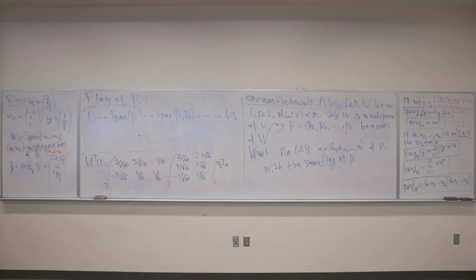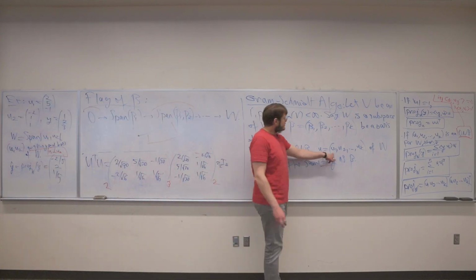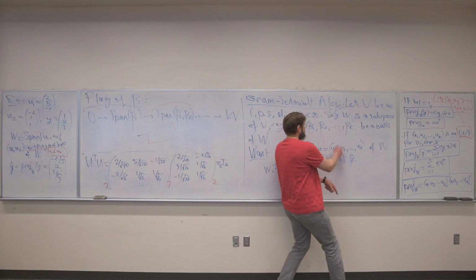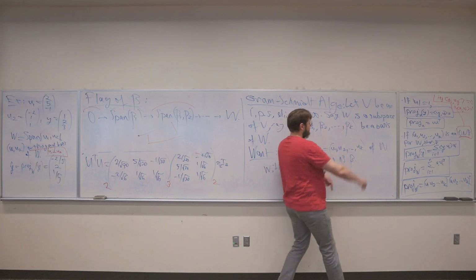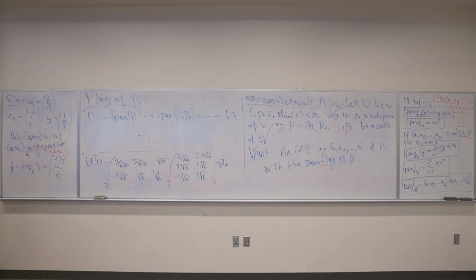If you want to be more algebraic, this really means the span of U1 should be the same thing as the span of beta 1. The span of U1, U2 should be the span of beta 1, beta 2, and so on. It's the same thing as saying having the same flag. Having the same flag is a faster way to say it. I prefer it, therefore. Okay, I don't want to push it.